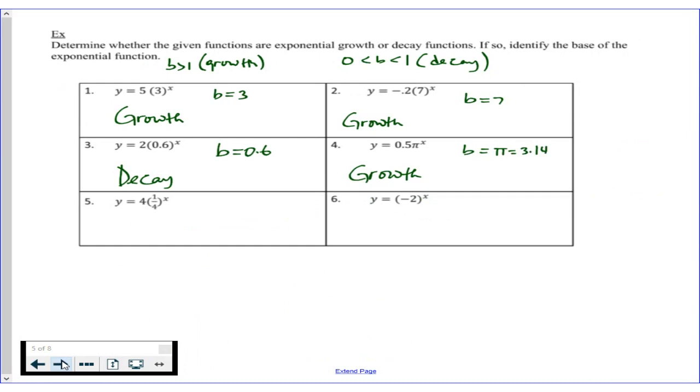Number 5. Excellent, Diana. Excellent, Norma. Excellent, Abhi. Here you go. Excellent, guys. So this b is 1/4, which is a number between 0 and 1. So this is a decay function. Okay. Now the last one. What kind of function is this?